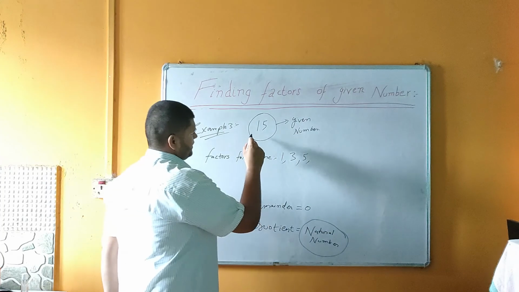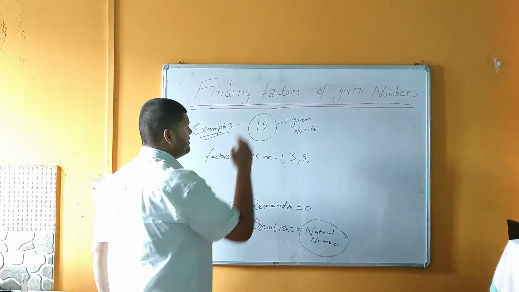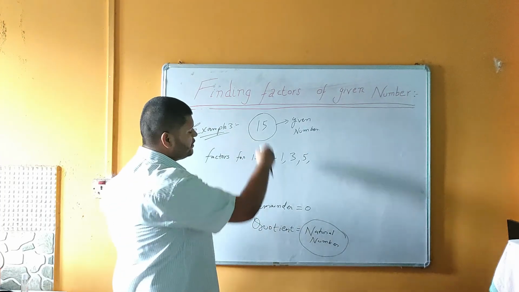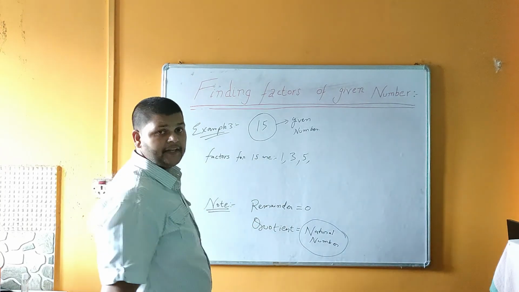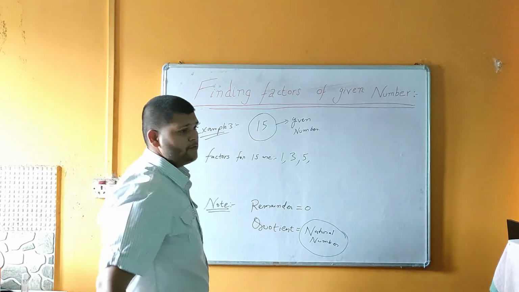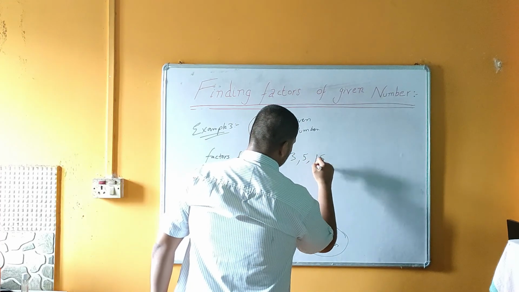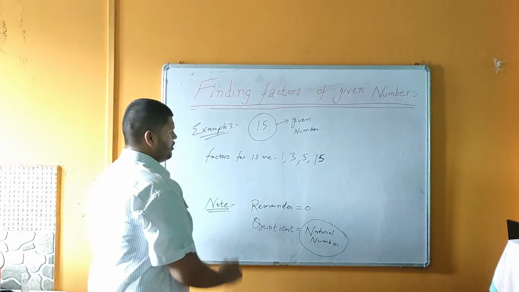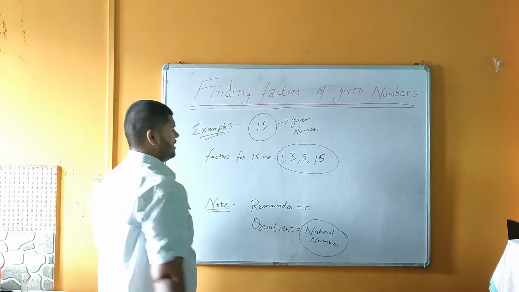Similarly, if we go for 10, 10 ones are 10, the remainder will be 5. So we go for 11, the remainder will be 4. We go for 12, the remainder will be 3. We go for 13, it will give remainder 2. If you go for 14, the remainder will be 1. If you go for 15, the remainder will be 0 and the quotient will be a natural number. Okay, these are the factors of the given number.